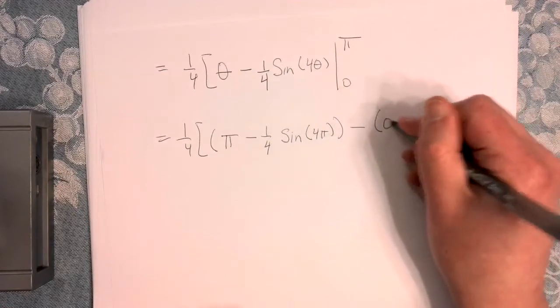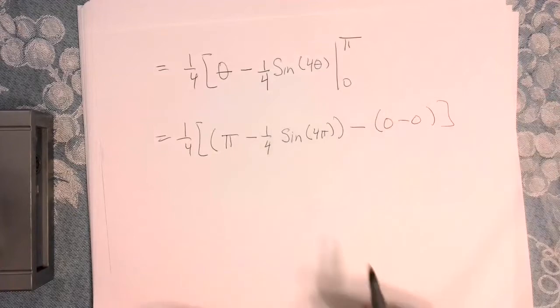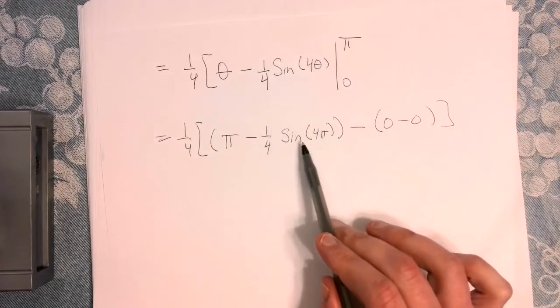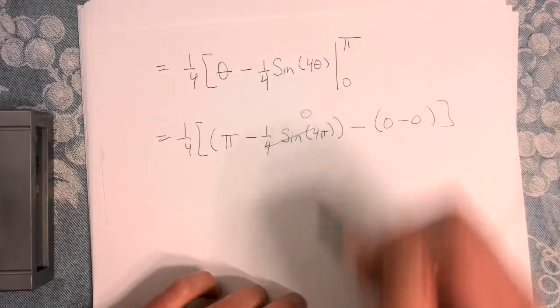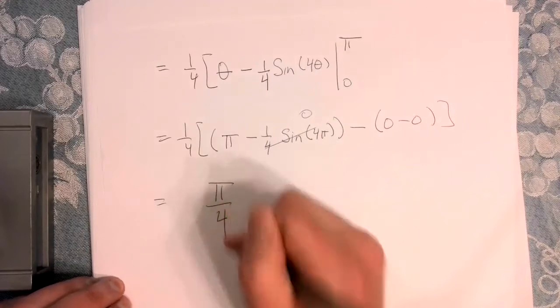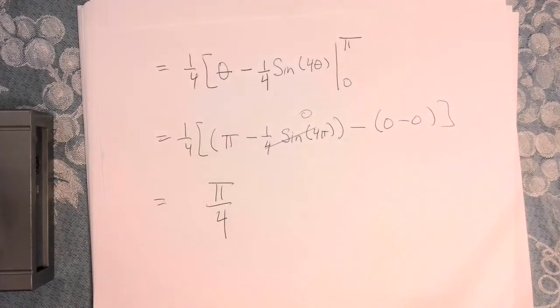And if I plug in 0, that's going to be 0 minus 0. Now, sine of 4 pi is the same thing as the sine of 2 pi, which is the same thing as the sine of 0, which is 0. And so all I'm left with is pi over 4. And that's the value of our integral.